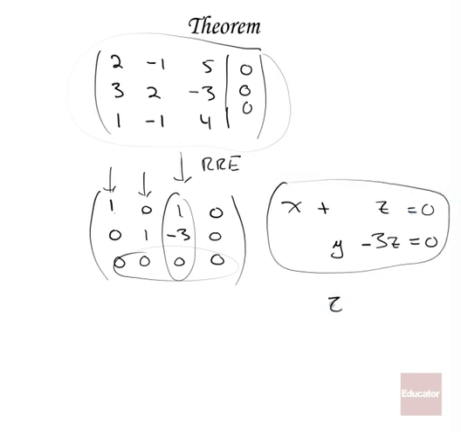Or we can say z is equal to s. Then put z back in here, we can say y is equal to 3s, and we could put x is equal to negative s. This is the explicit solution. For s, you just put in any value you want, solve for x, y, and z. So in this case, not only a non-trivial solution, but an infinite number of non-trivial solutions.